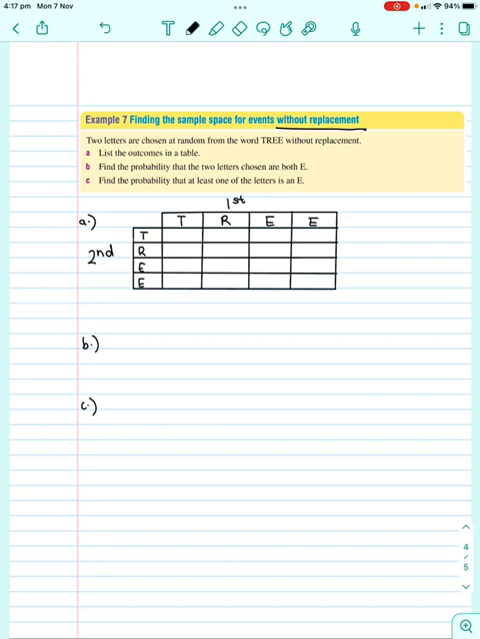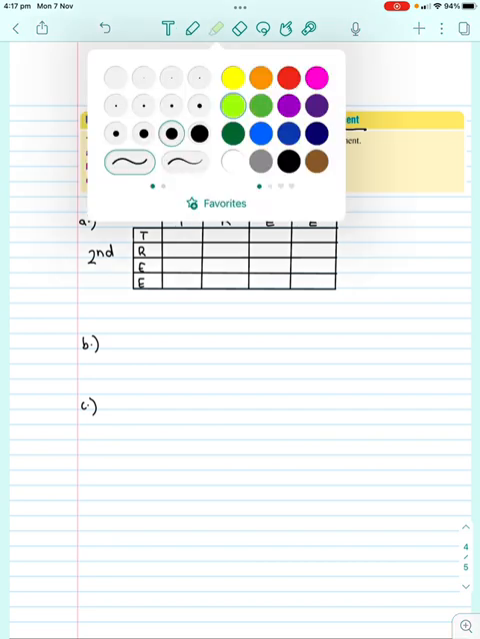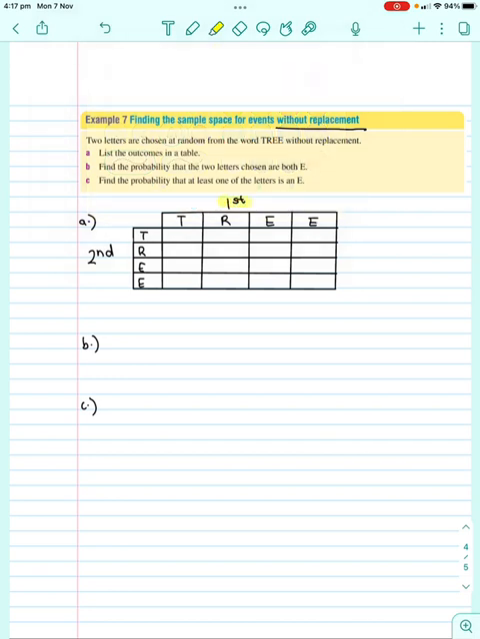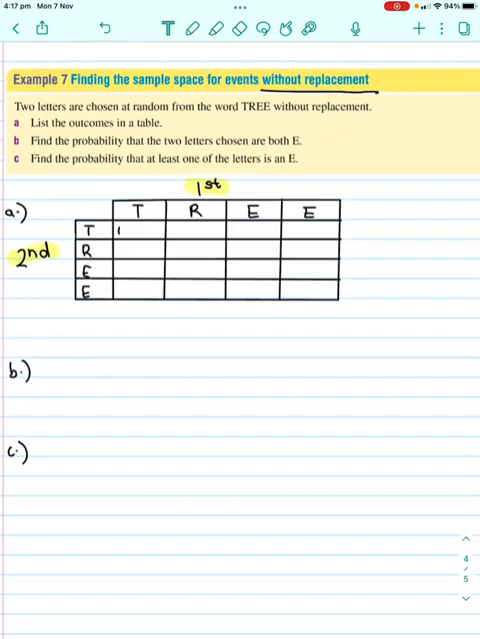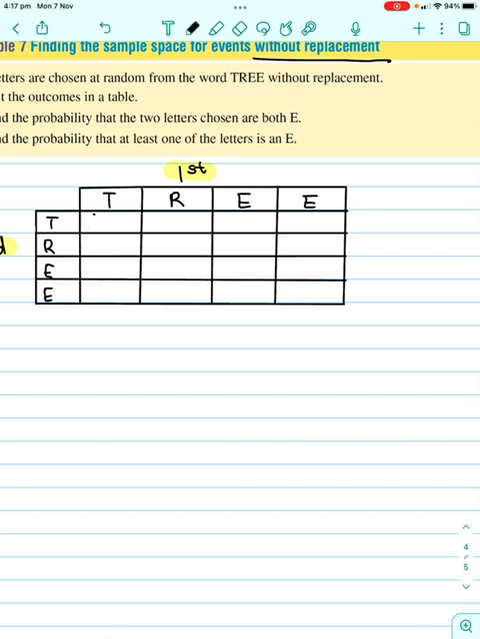We need to first list the outcomes in a table, find the probability that the 2 letters chosen are both E, and find the probability that at least one of the letters is an E. So I've gone ahead and done my first letter along the top and my second letter drawn along the side. Now I'm going to zoom in a little bit. I'm going to put my brackets in for all of these. Super important to remember brackets. It's just a part of our mathematical communication and the process, so it's not something you want to forget.